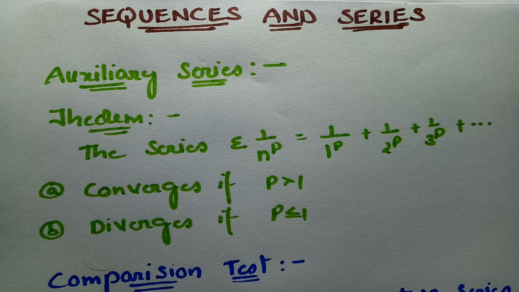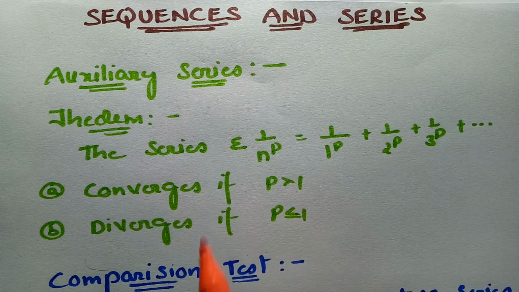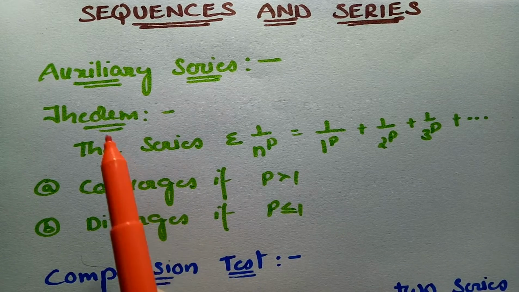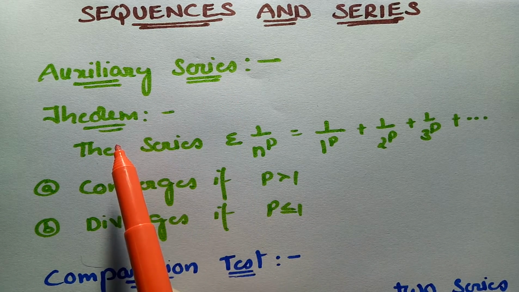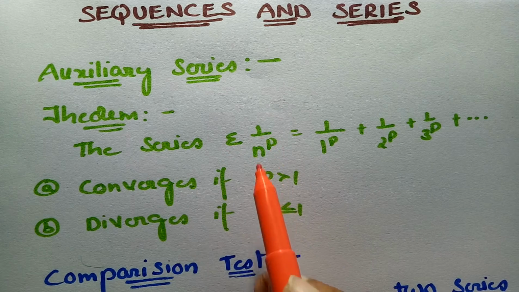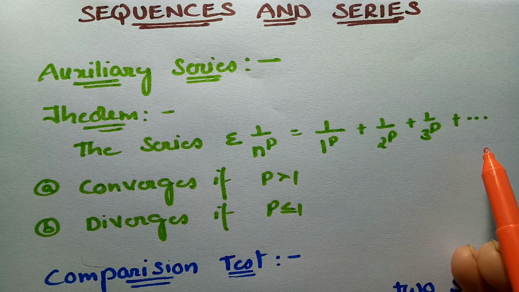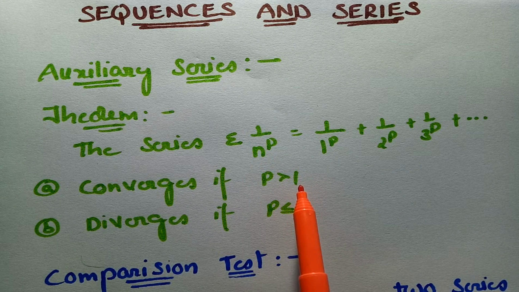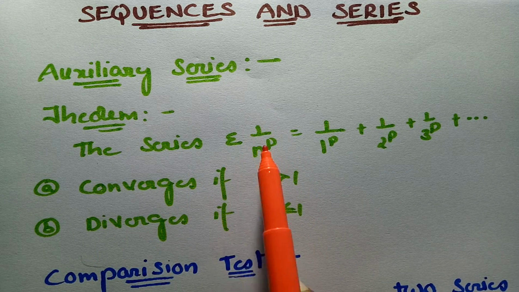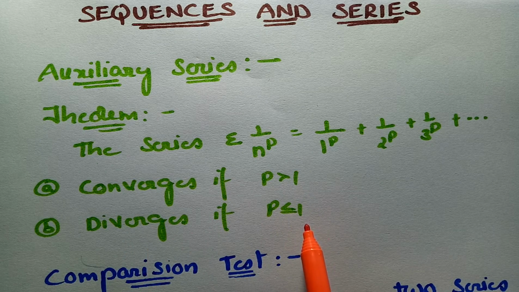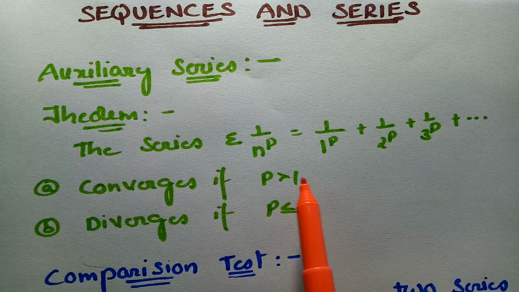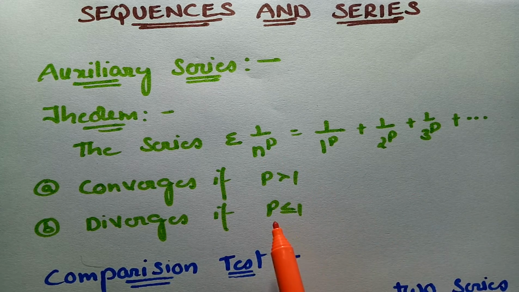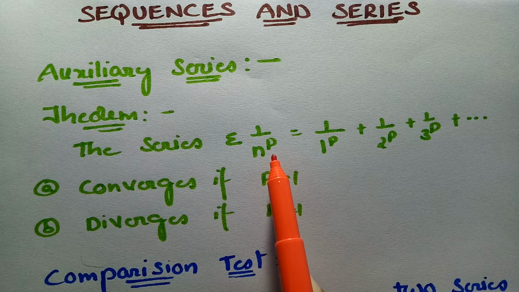In this video, we are going to learn about the auxiliary series test and the comparison test from sequence and series to solve a few problems. The auxiliary series theorem states that the series sigma 1 by n power p converges if p is positive and greater than 1, and this series is divergent if p is less than or equal to 1. This is so simple. If p is greater than 1, then the given series is convergent, and if it is less than or equal to 1, then it is divergent.